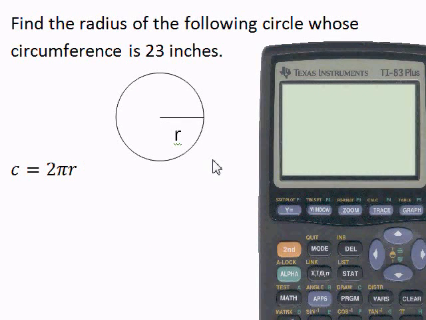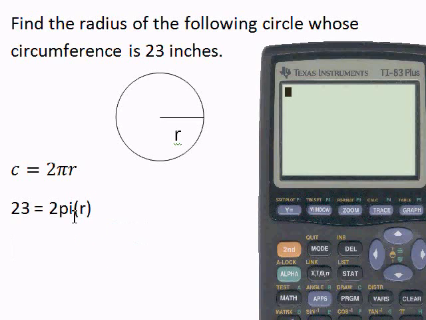Suppose the instructions were changed a little bit. They have told us that we need to find the radius of the circle, and we're told the circumference is 23 inches. Now, you always start again with the formula, c equals 2 pi r. In this case, we know the circumference. We're going to put 23 in for the circumference, equals 2 times pi times the radius, which we do not know.